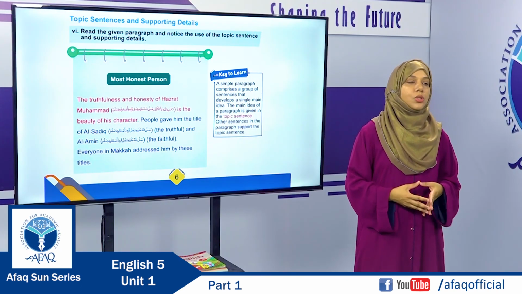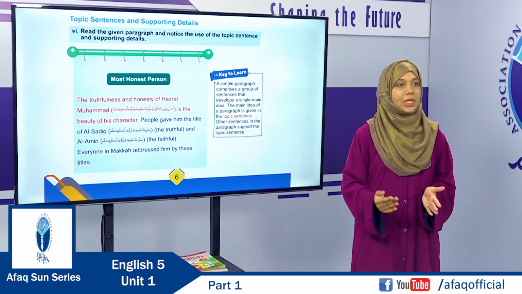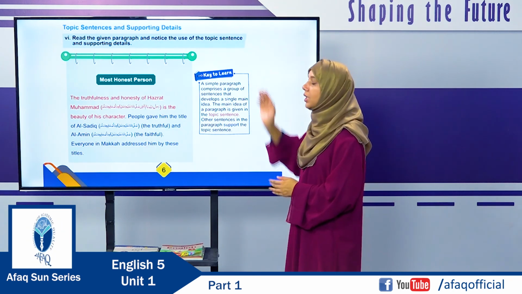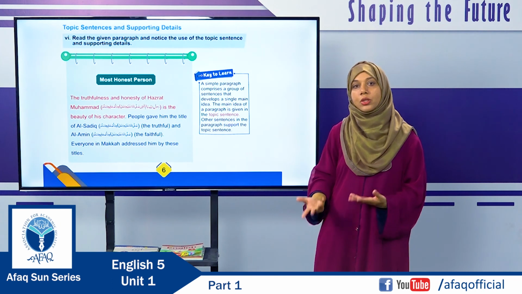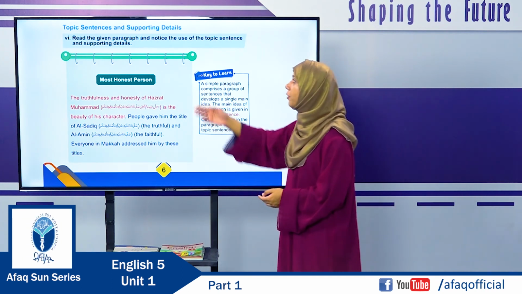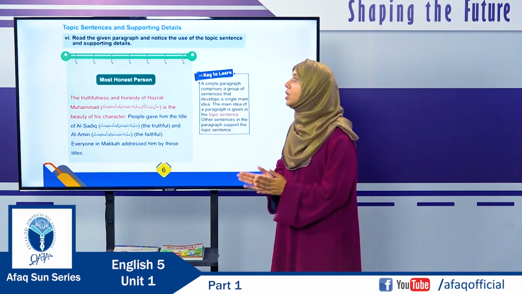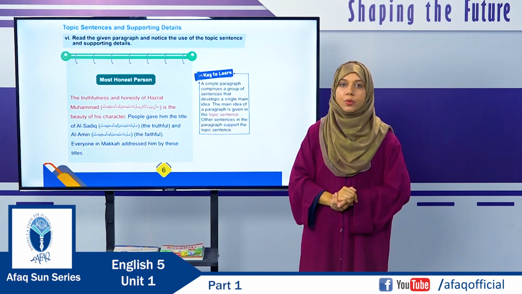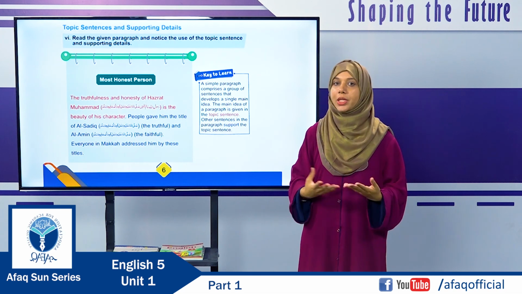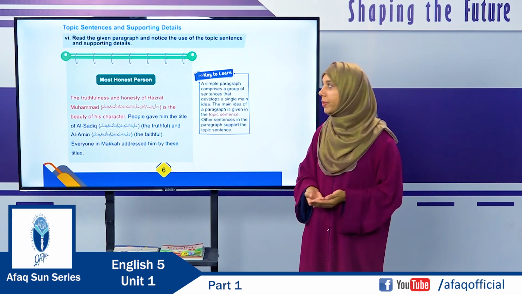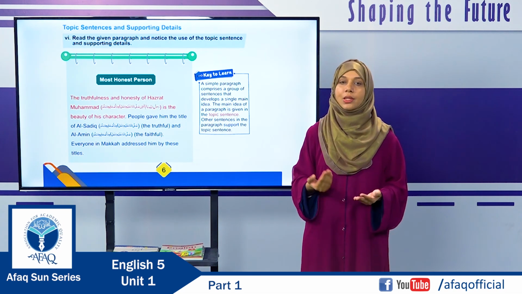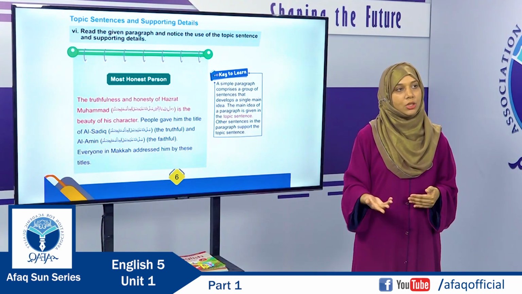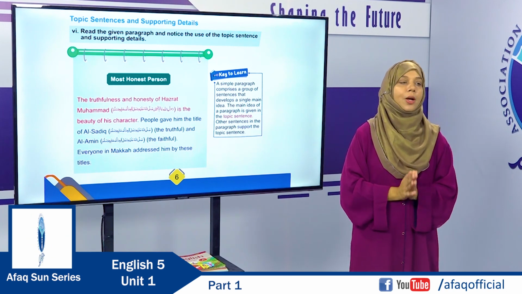Now I want you to read the story An Orphan's Eid again and notice the use of topic sentences in each paragraph. Also notice how each paragraph uses supporting details to support the topic sentence or the main idea of each paragraph. Hurry up, read it, notice the use of topic sentences and supporting details, discuss it with your friends or your parents or your teachers or your siblings, and then come back.